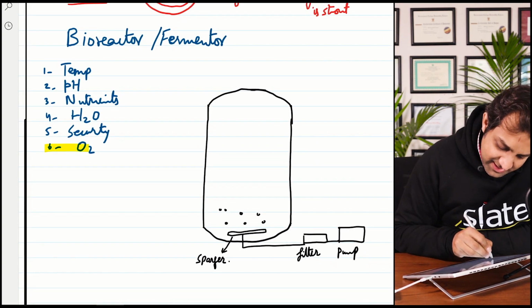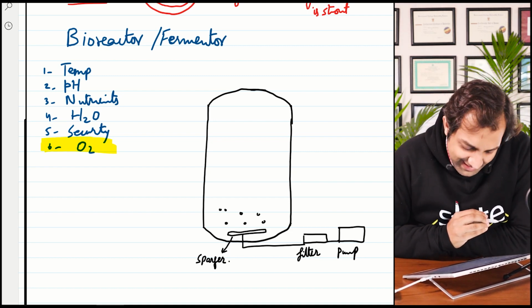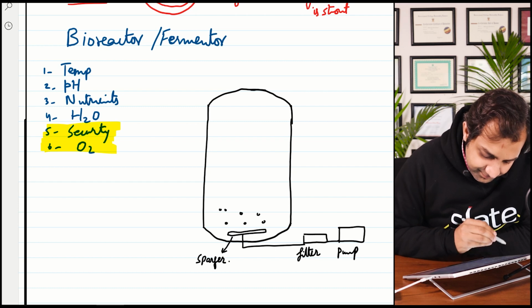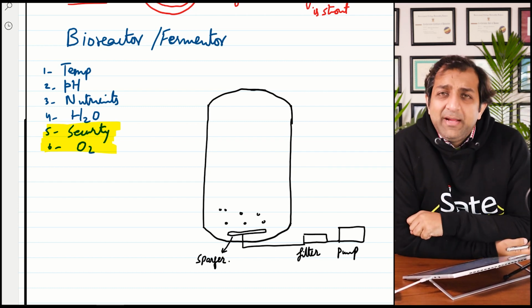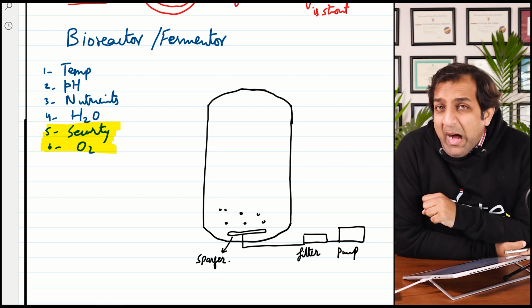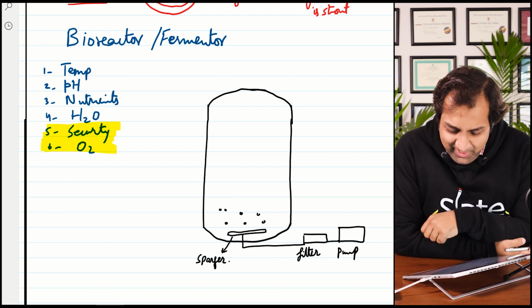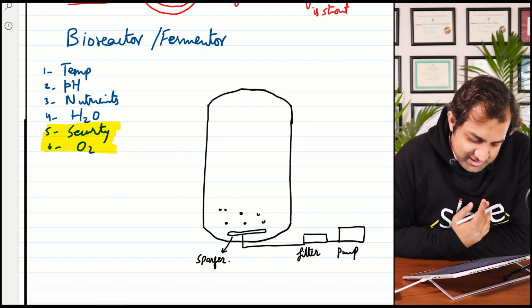So we highlight this. Now we have successfully provided them with oxygen. Second thing, security. We want to maintain aseptic conditions. Having an enclosed vessel makes sure that no other bacteria is there along with our genetically modified bacteria. So, having this large vessel ensures this.